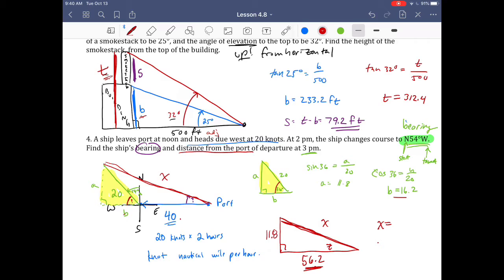And now what you've got is the distance, because here's still the port, and here's the ship. It doesn't really matter what happened in the interim. The distance from the port to the ship is the hypotenuse of this one. Probably use Pythagorean theorem in this particular case to get 57.4 nautical miles.